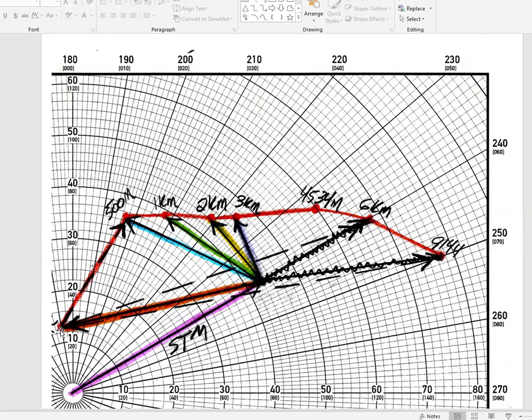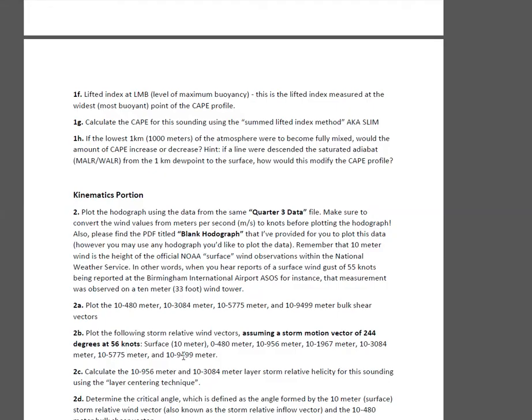And then once you've got your dots plotted, like I did, I just have a dot here, here, here, there, etc. And once you get all those dots plotted, you just connect the dots with a straight edge. And you'll get your red line, which is your actual hodograph line. Okay? Then, once you get your hodograph line, I'm going to have you plot a storm motion vector.